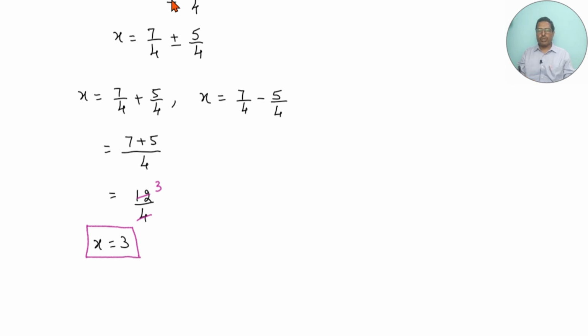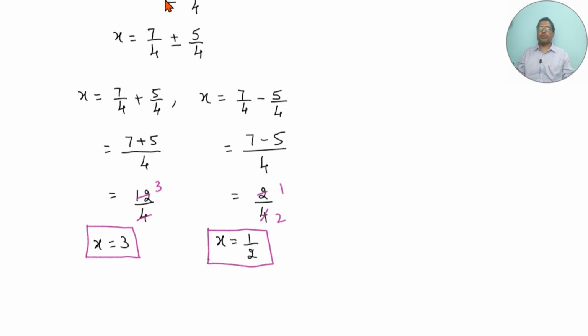Let us go for this one. x equals, once again the LCM is 4. Common LCM, the numerator can be written as it is, 7 minus 5. What is 7 minus 5? It is 2. So it is 2 by 4. You can cancel, 2 1s are 2, 2 2s are 4. Therefore you get x equals 1 by 2.